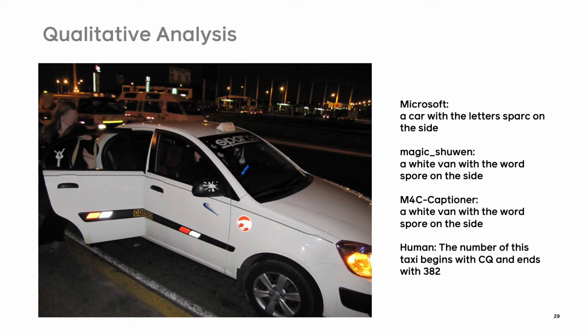Magic Shuvan is the second team for this year's TextCaps challenge. The Microsoft entry, the winning entry, was able to figure out that this is actually a car and not a white van as predicted by M4C Captioner and the second team. Whereas the humans were even more specific, with taxi and the number plate in their captions. So we are doing really well compared to what we were doing with M4C Captioner.